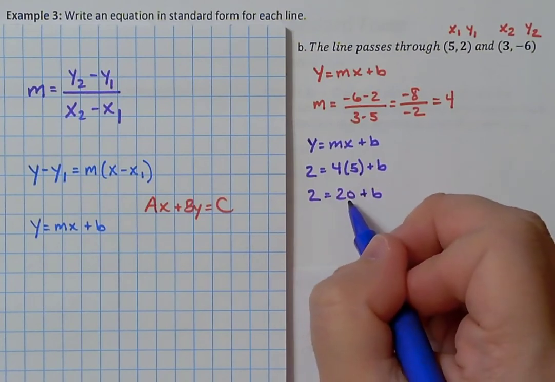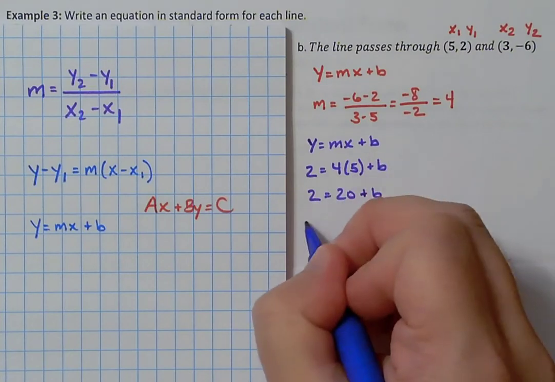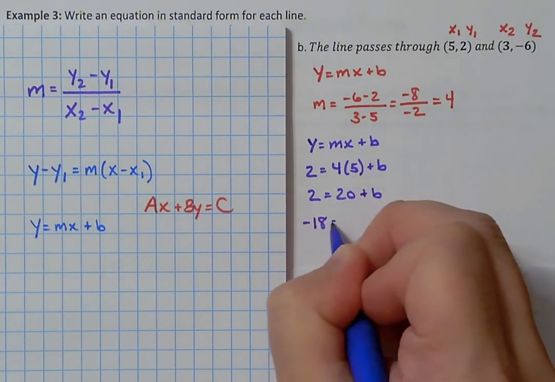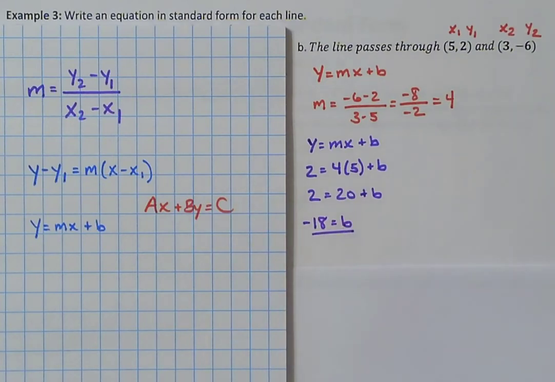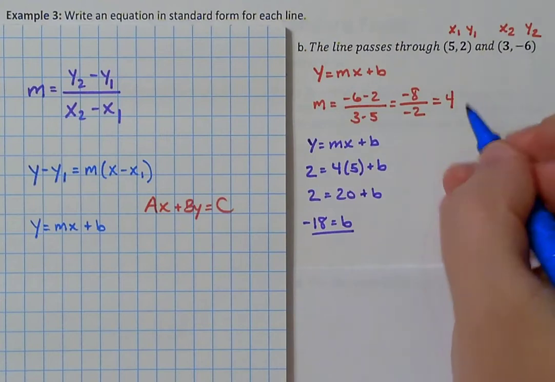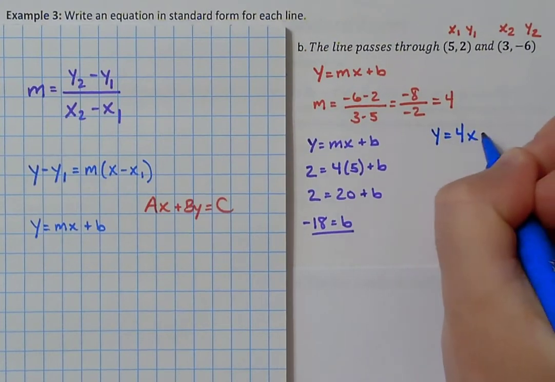I then just need to subtract the 20 to the left side, so 2 minus 20 is going to be negative 18. So negative 18 equals b in this case. So now that I have my slope, I have my y-intercept, I can write this into y equals 4x minus 18.